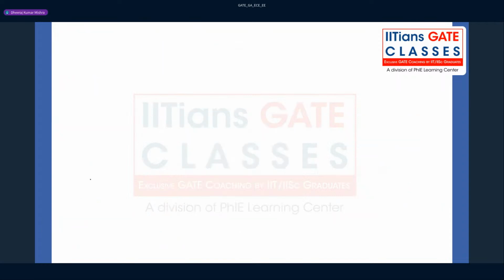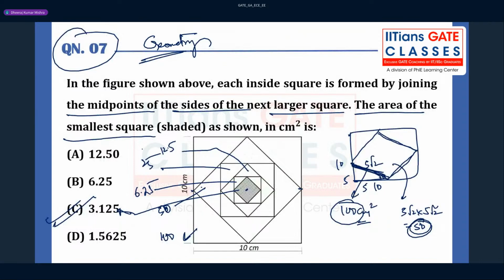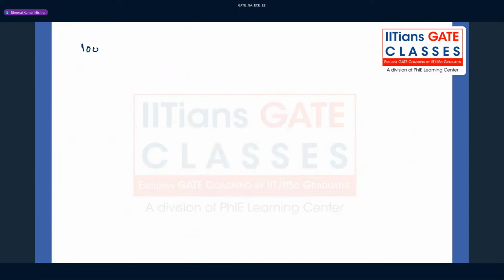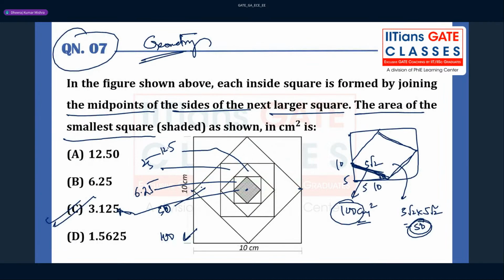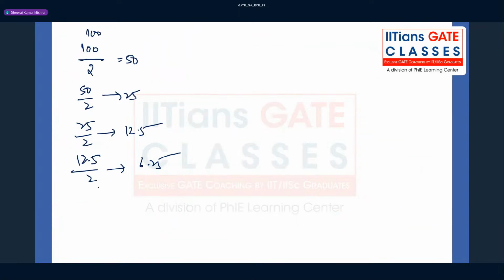Okay, so I hope you guys might have liked this kind of technique. I have the question in front of me, but in the exam the question will be in front of you and you can't write on it, so you have to write in your scribble pad. What you can do here is start with 100 by 2, you will get 50. 50 by 2, you will get 25. 25 by 2, your calculation should be perfect, 12.5. 12.5 by 2 is nothing but 6.25. All these answers, 12.5, 6.25, 3.125, are also present in the options. Again 6.25 by 2 is nothing but 3.125. Yeah, fine.